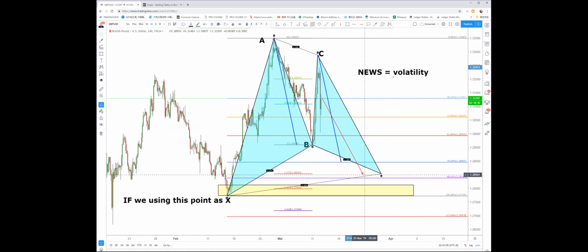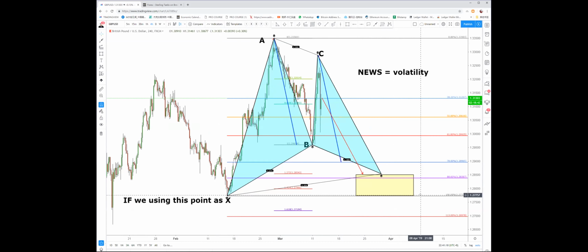And if you really want to buy, you have to watch the price action in this place, from 1.2850 to 1.2775. That's the place you might want to take a buy, with a stop loss below the X. And of course, you have to watch the price action for maybe a beautiful pin bar or engulfing, anything, right? Good.